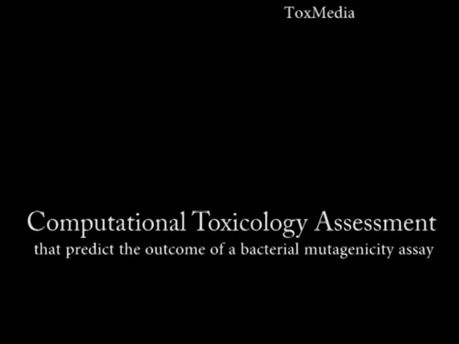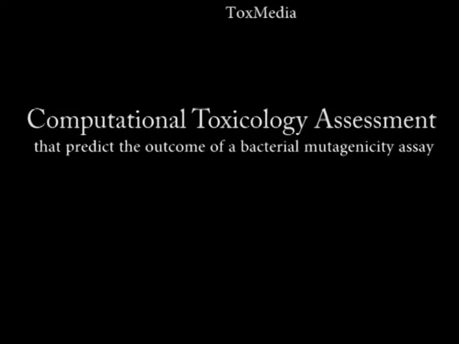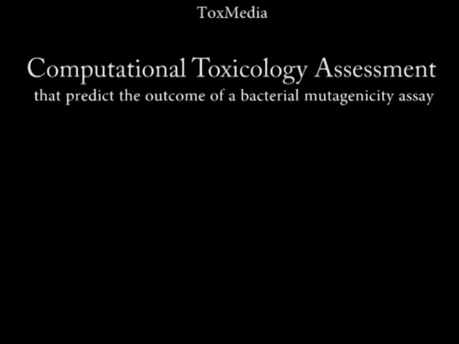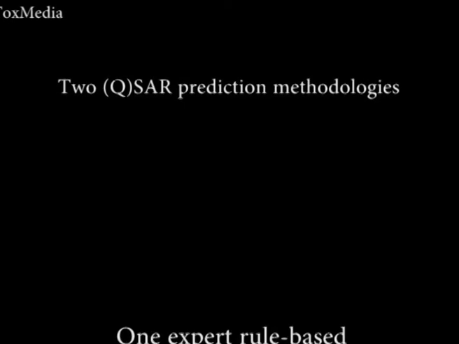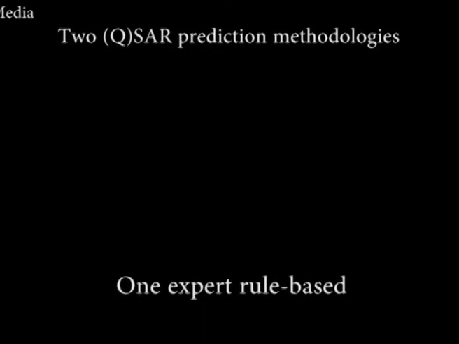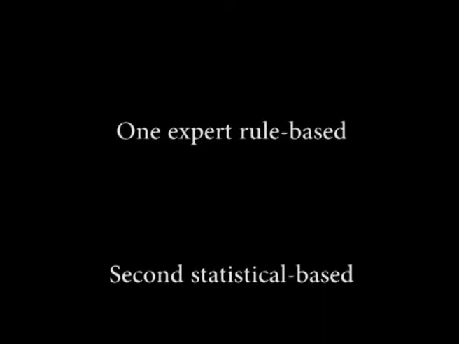Computational toxicology assessment is used to identify the mutagenicity, which predicts the outcome of a bacterial mutagenicity assay. 2 quantitative structure-activity relationship prediction methodologies should be used to predict the mutagenicity. One methodology used should be rule-based and another should be statistical-based.